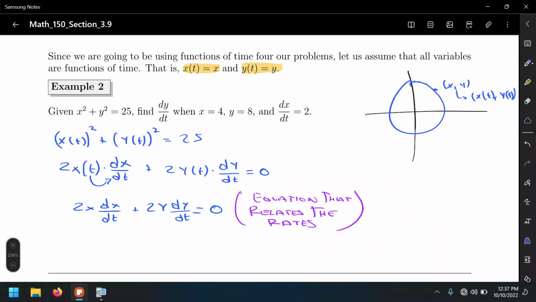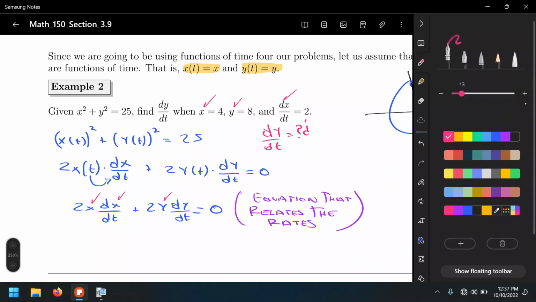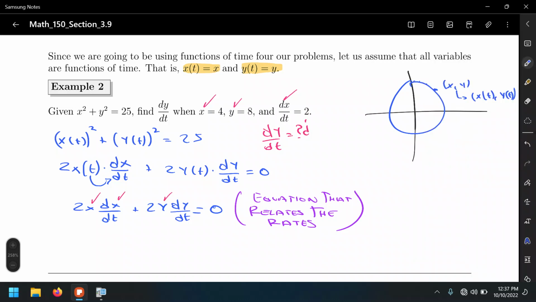Well, what do we have? We have x, which is given here. We have y, which is given here. We have dx dt, and the question is dy dt. That's actually the question. All right. So plug in everything we know. So 2 times x, which is 4, times dx dt, which is 2. All right. So plus 2 times y, which is 8, dy dt. That we don't know. That's the question here.